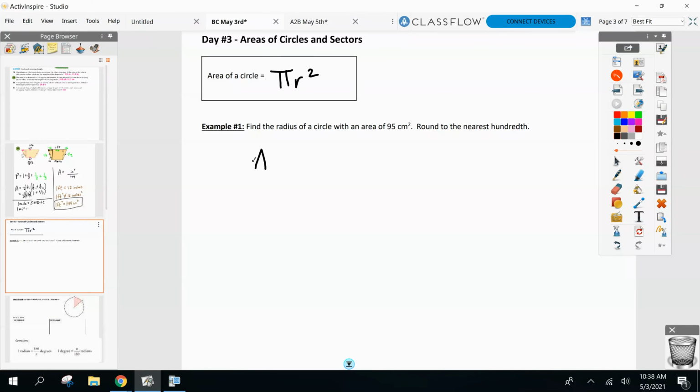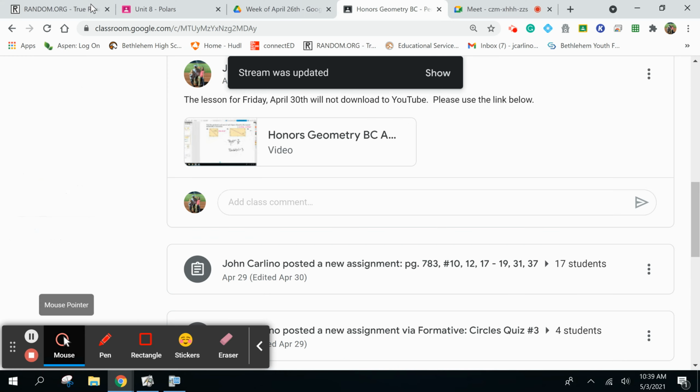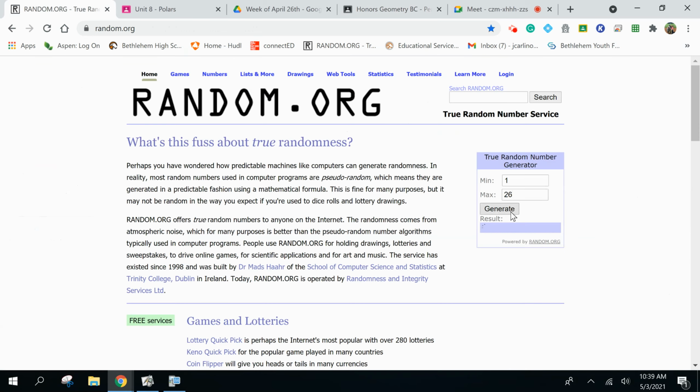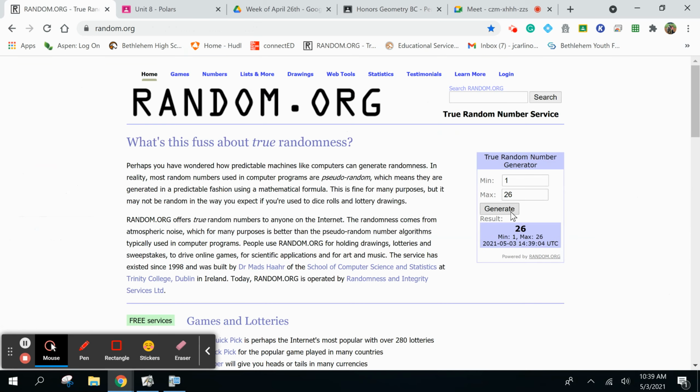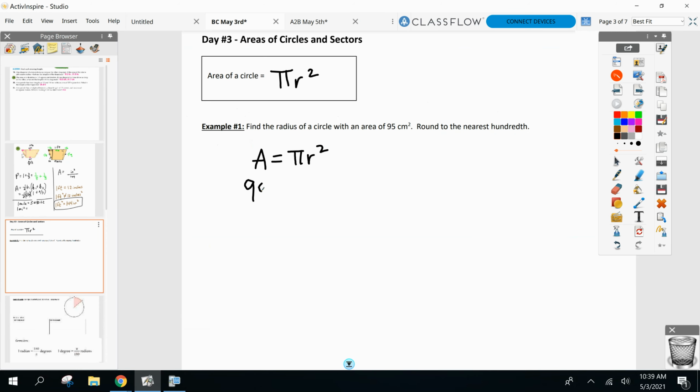So we already know area is pi r squared. All right, let's roll. Where do I plug the 95 in? Where's that 95 going in? In the area. Area, good. So here we go. 95 equals pi r squared.